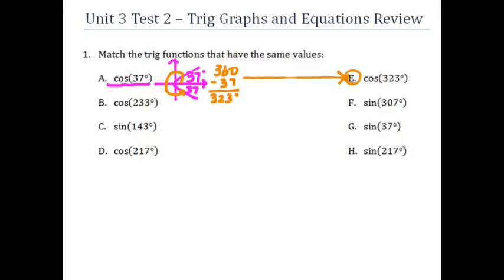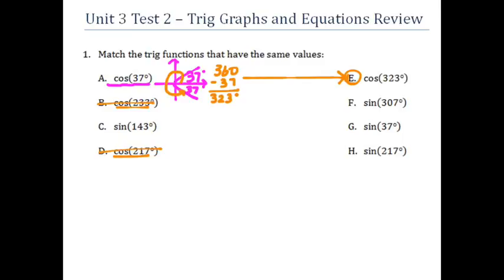If you notice my cosine choices that are left, cosine 233 and cosine 217, both of those angles are actually in the same quadrant. They're both in quadrant 3. And so there's no way that those two are going to match each other because they're different angles in the same quadrant. And they won't match either of the other cosine angles that we've already used because in quadrant 3 cosine is negative. And so these have no match.